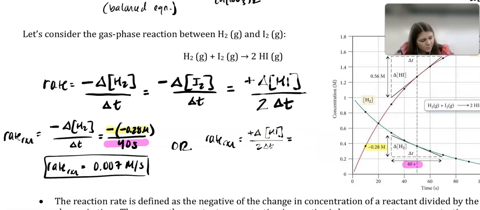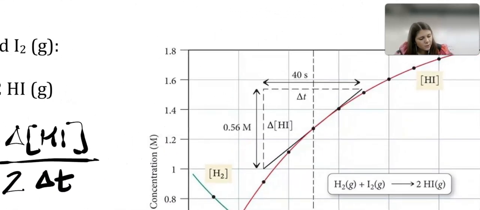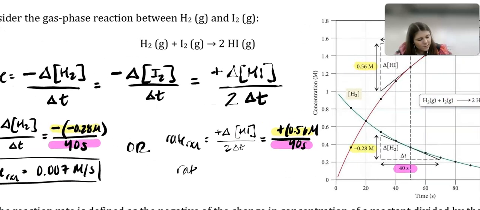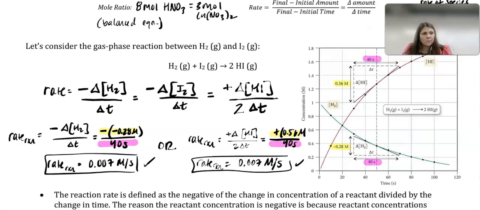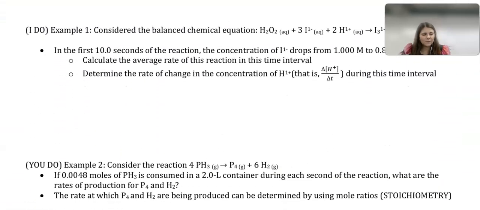Okay, so let's use the data from the graph. So here you can see the change in concentration of HI and that time interval. So I'm going to plug that in right here. So positive 0.56 molarity, time interval 40 seconds. I get the rate of reaction. You're probably not surprised, 0.007 molarity per second. So they both match up. I get the rate of the reaction. Okay. All right, moving on.